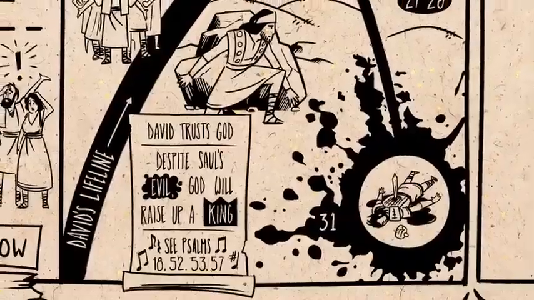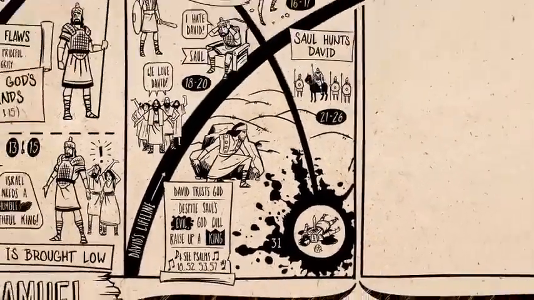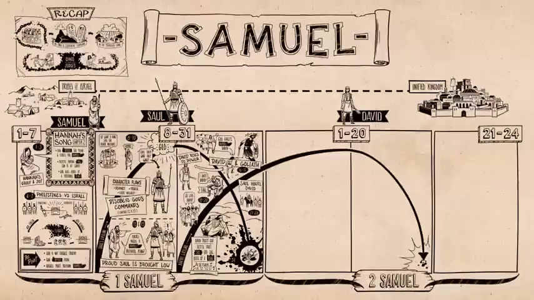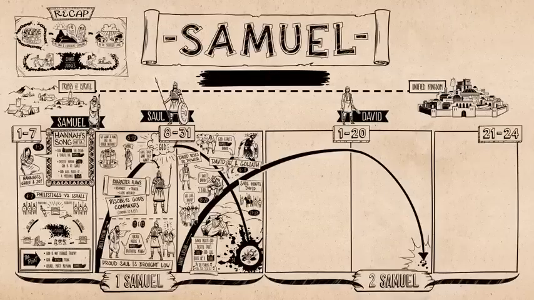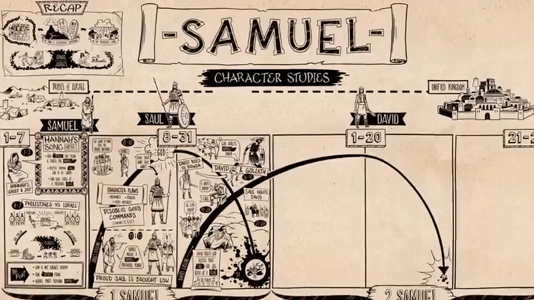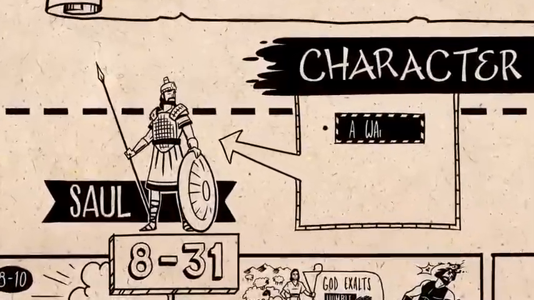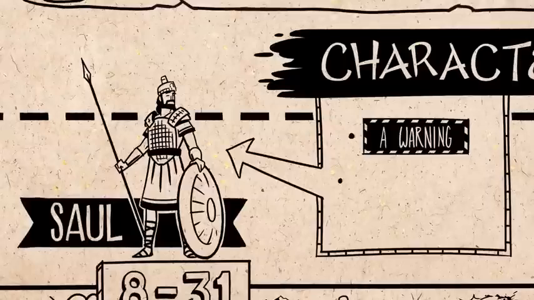1 Samuel tells some of the most intricate, well-told stories you find anywhere in the Bible, and the characters Saul and David, they're portrayed very realistically. And the author's putting them forward as character studies so that you can find yourself in them. So in Saul's story, we see a warning. It's crucial that we reflect on our own character flaws and how they harm us and other people.